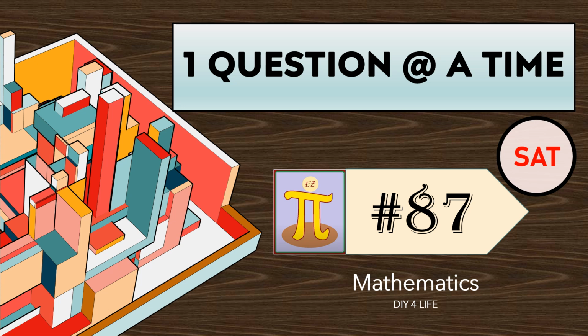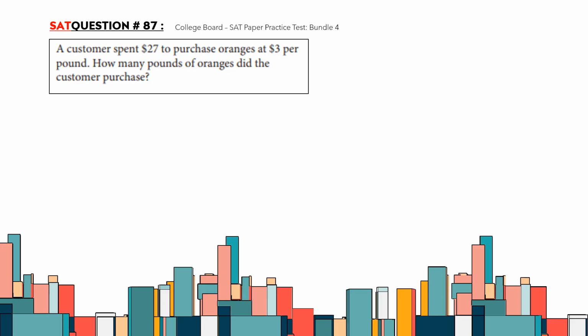Question number 87. A customer spent $27 to purchase oranges at $3 per pound. How many pounds of orange did the customer purchase?